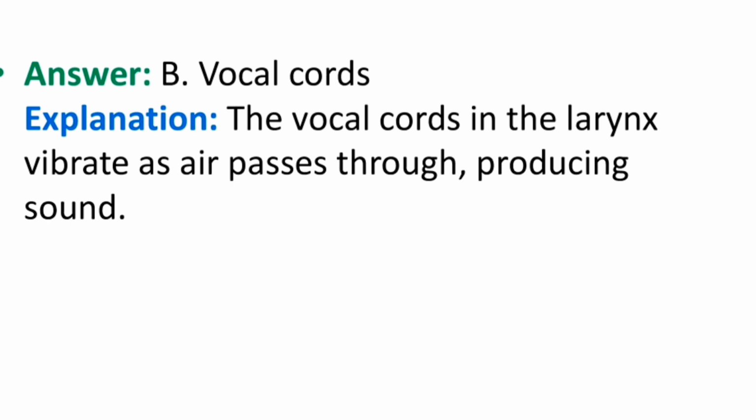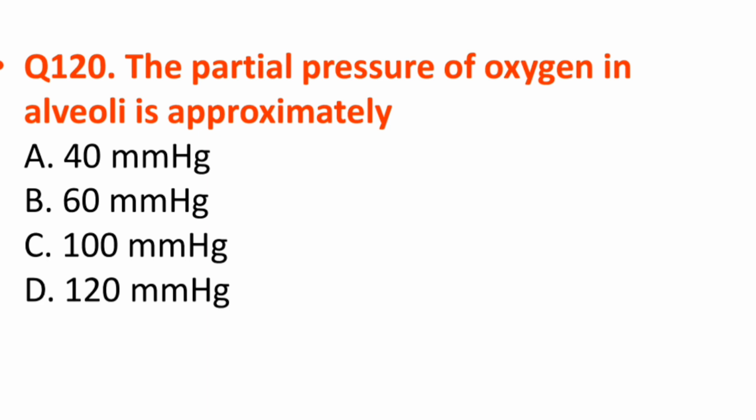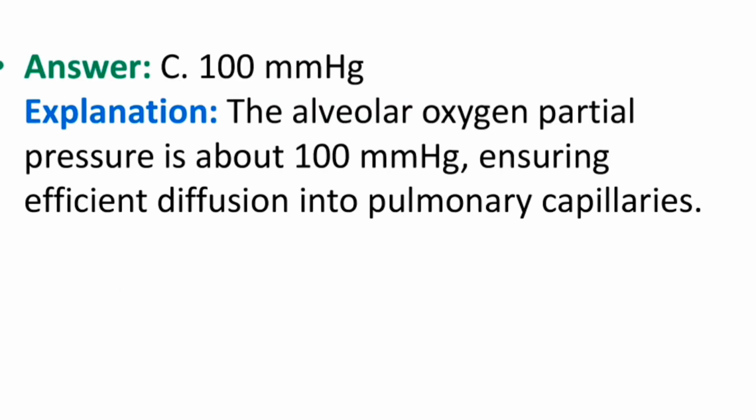Next question. The partial pressure of oxygen in alveoli is approximately option A, 40 mmHg. Option B, 60 mmHg. Option C, 100 mmHg. Option D, 120 mmHg. The correct answer is option C, 100 mmHg. The alveolar oxygen partial pressure is about 100 mmHg, ensuring efficient diffusion into pulmonary capillaries.